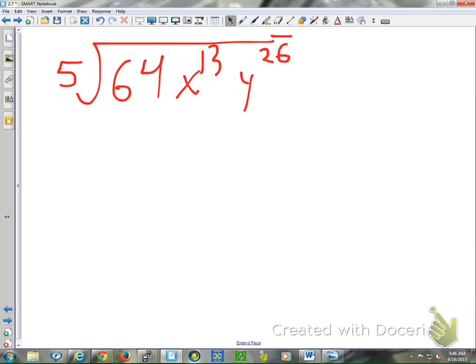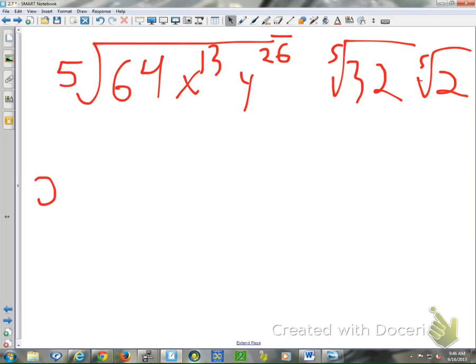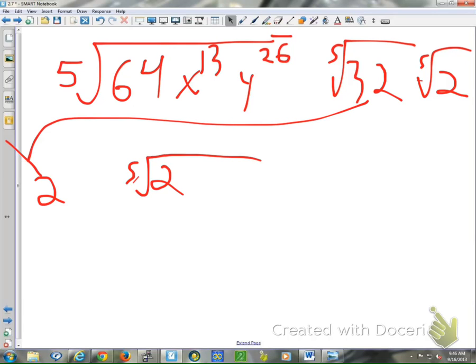What's 2 to the 5th? No, that's 2 with a 5 next to it. 2 to the 5th power. What is it? 32. Does 32 go into 64? Yes, it does. 32 times what equals 64? 2. So, the 5th root of 32 is 2, so that's going to be 2. I'm just going to do this all at once. And there's going to be 2 left in there. This one came here. That one is still in there.